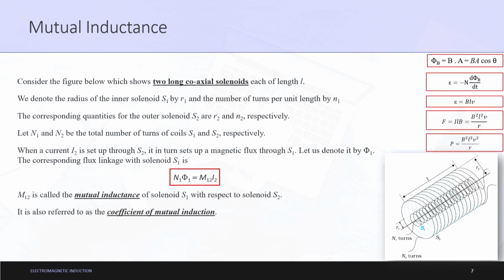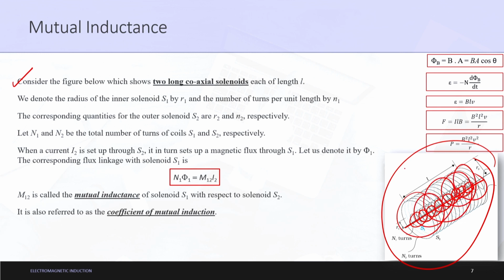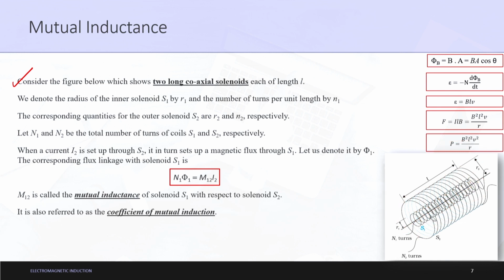Consider the figure which shows two long coaxial solenoids each of length L. This is the figure being talked about here. This is the first solenoid, and this is the second solenoid. One solenoid is above the other. Coaxial means both have the same axis.